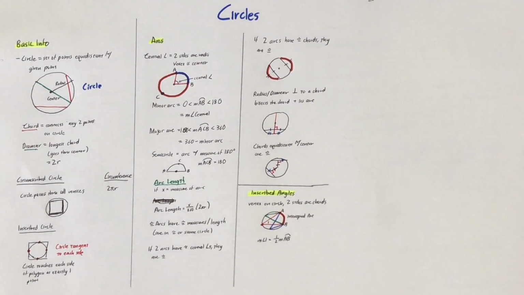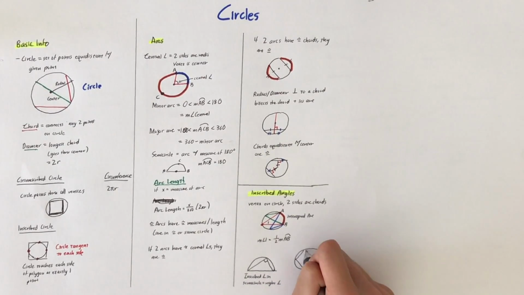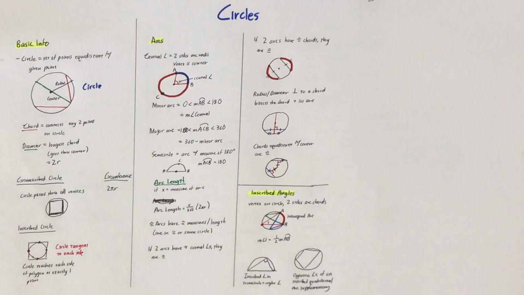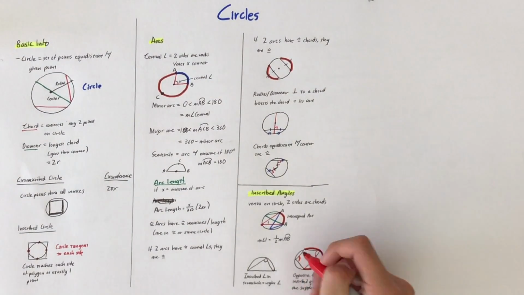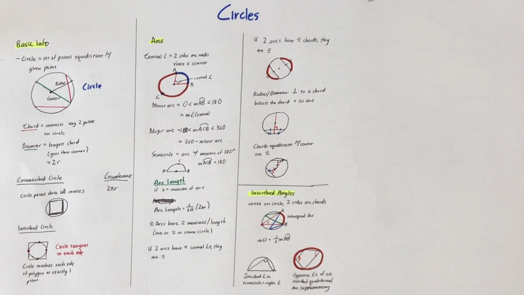If a bunch of inscribed angles intercept the same arc, no matter where they are in the circle, then they're all congruent. They have the same measure. And if an inscribed angle is inside a semicircle, then it's a right angle. Furthermore, opposite angles of an inscribed quadrilateral are supplementary, because as you can see, the sum of their intercepted arcs would be 360. Together they intercept the whole circle, and therefore the sum of their measures is half of that, 180.